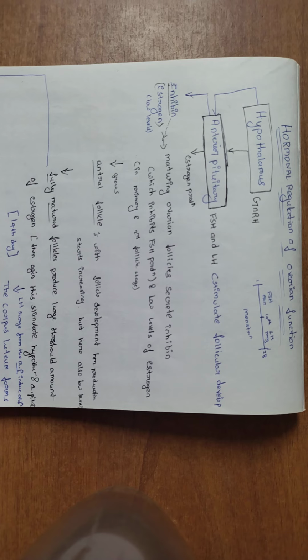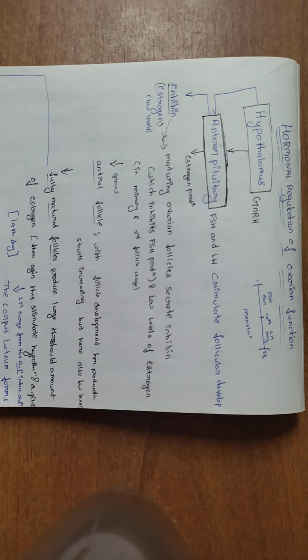First, at the start of the menstrual cycle, at the start of oogonia development, the ovarian follicle development, first the hypothalamus produces GnRH, which stimulates the anterior pituitary to produce FSH. That FSH will go to the maturing ovarian follicles, which stimulates the production of estrogen, but in low amount. And also with this, inhibin is also produced.